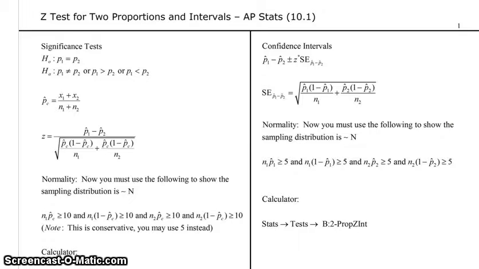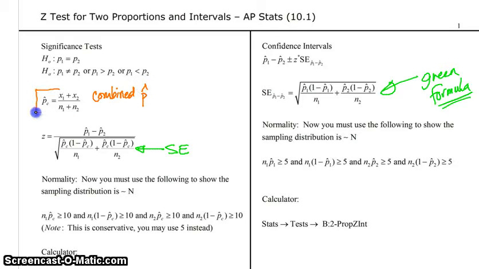All right, so let's look at our overall complicated notes that we need to keep track of. If we look on our green formula sheet, we will get the generic for our SEs. Remember, these are our two SEs. If we have a significance test, then we're going to use our p hat sub c, which again, as we talked about, is our combined p hat value. All right, so combined p hat trumps.